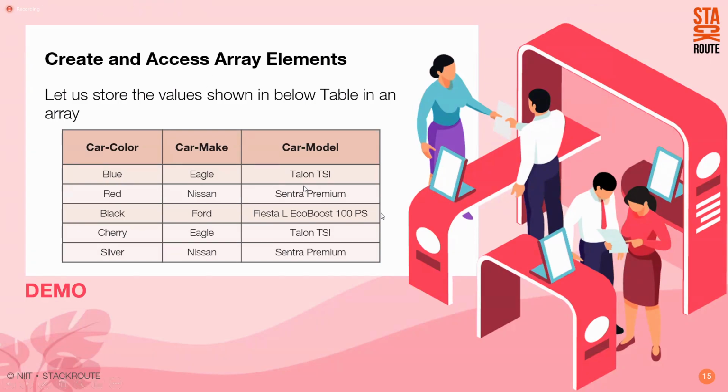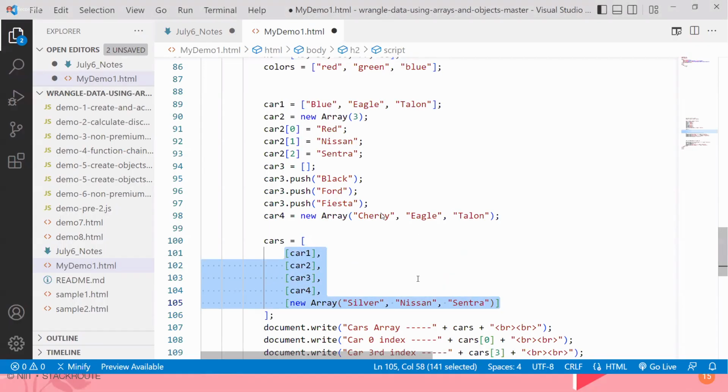So we have 5 different cars. So let us handle all. I cannot handle everything as a single dimension array. Every row is a single array. So I have 5 rows. So I can have array of array. So I have created cars with 5 arrays. So I am adding the first car1 object.